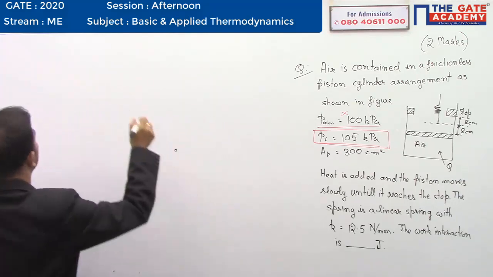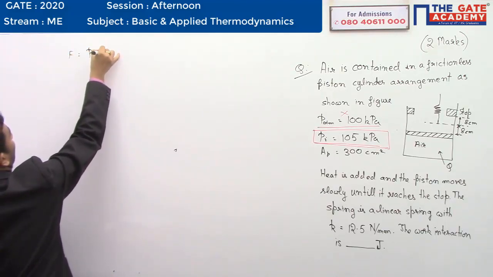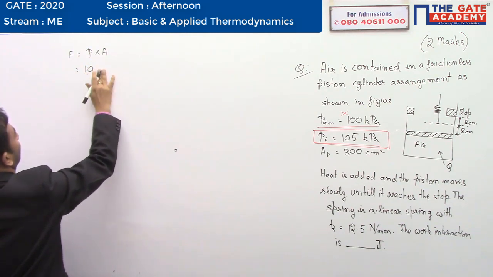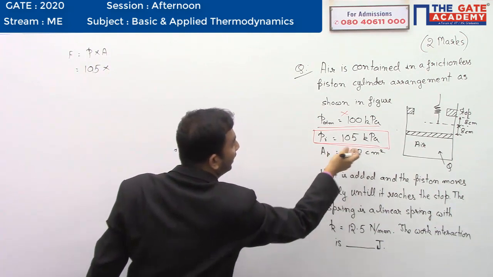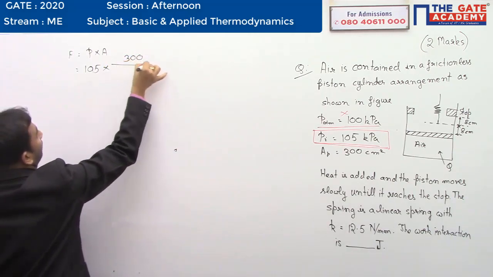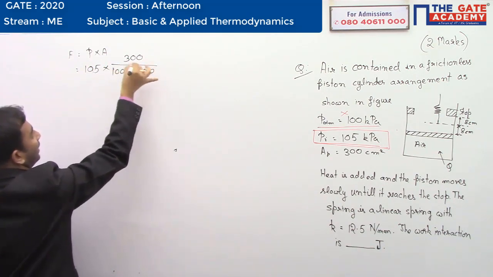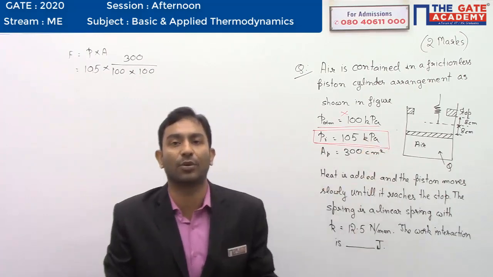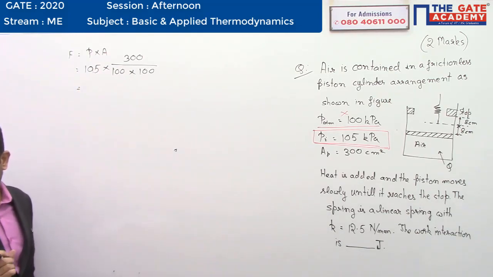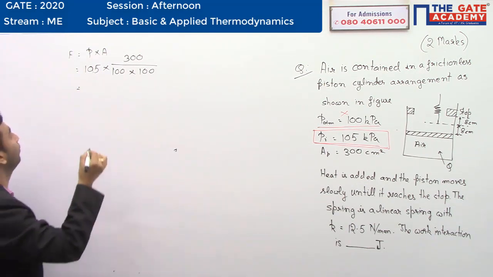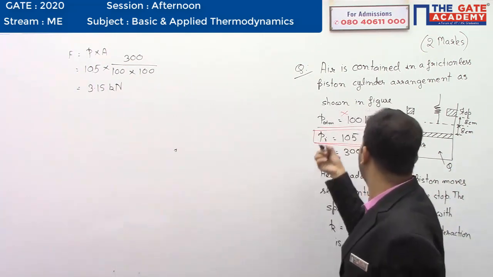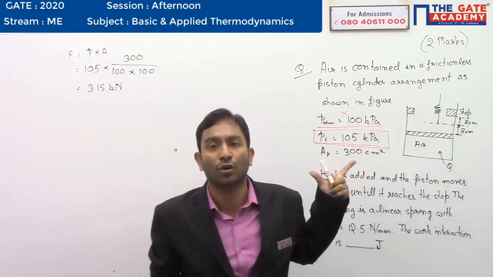So let me see how to find this out. Force we know is pressure into area. Now we'll have to take this pressure, so this is 105. Very good. 105 into, let us see what is the area given to me. The area given to me is 300 centimeters square. Very good. 300 divided by 100 into 100. Why am I dividing this by 100 into 100? Because it is given to me in centimeter square and I have to take it into meter square. Okay. So if I solve this, I'll get the force equal to 3.15 kilonewton. Very good. So this is the force against which this air has to work while expanding.